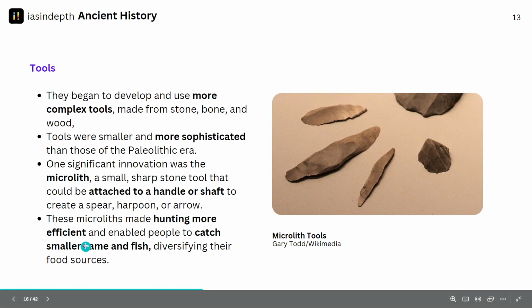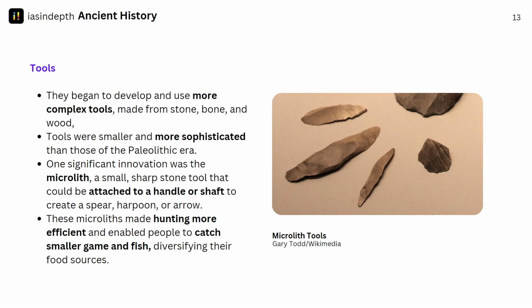Now, what about tools? Comparing this period with the previous period, the Paleolithic age, we can see more complex tool development and use of tools made from different materials like stone, bone, and wood. Tools were smaller compared to the previous age, and they were more sophisticated and had many more uses than in the Paleolithic era.